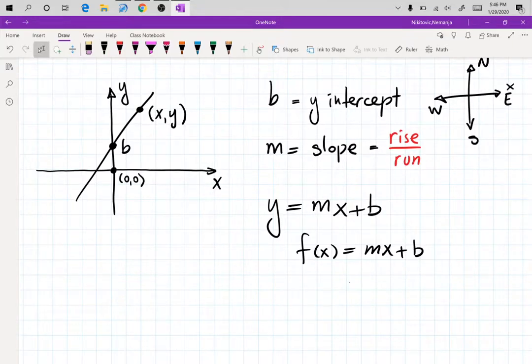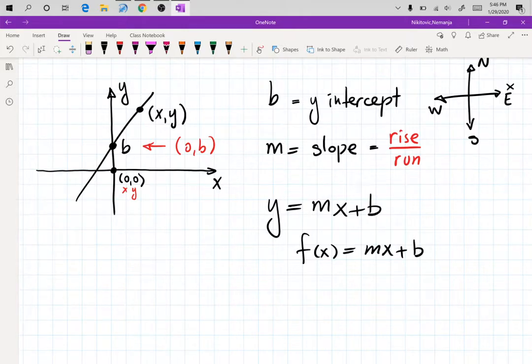Now, one thing that you can notice here is that this b is on the y-axis, which means that the x-coordinate is 0. The x-coordinate is the first coordinate in the point, the y-coordinate is the second coordinate in the point, and what we call the origin has 0, 0.